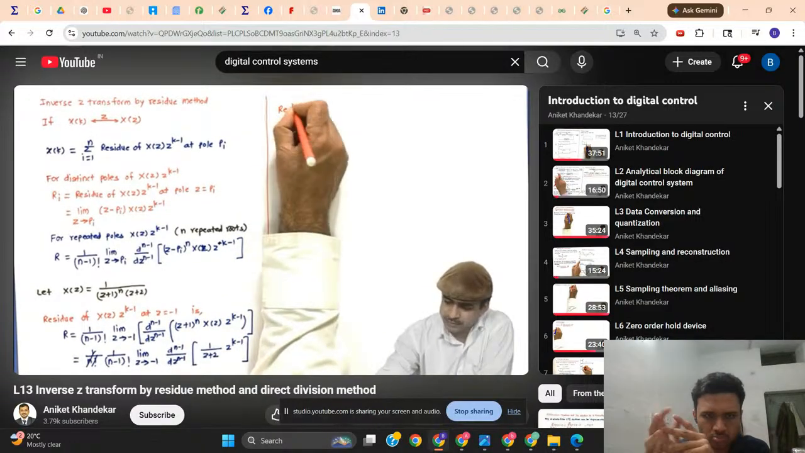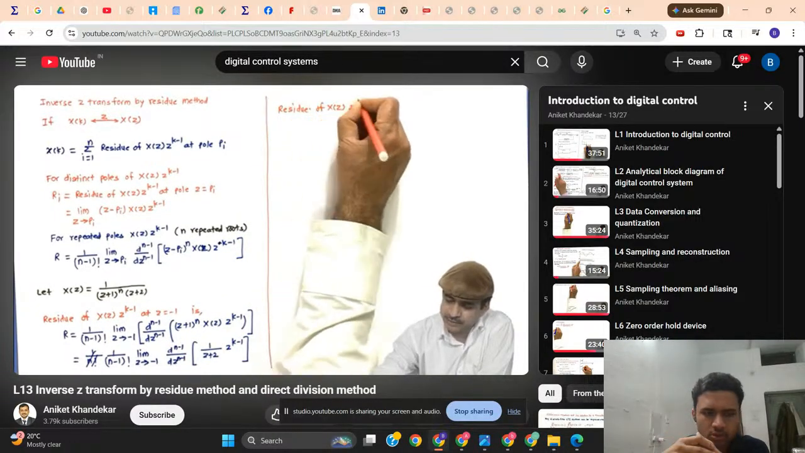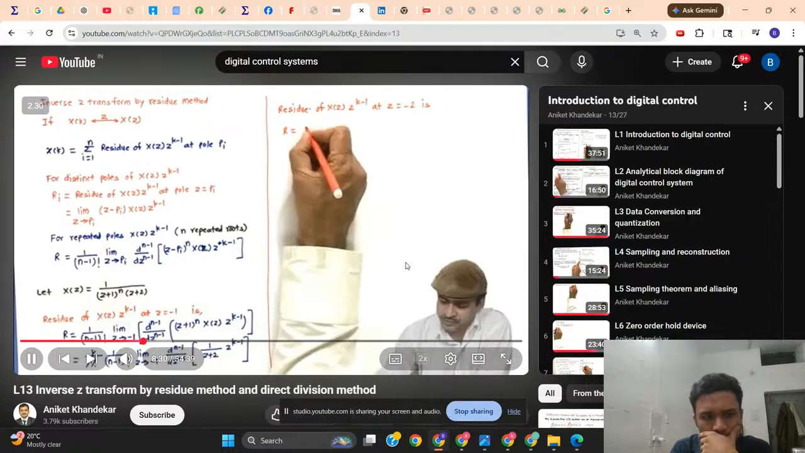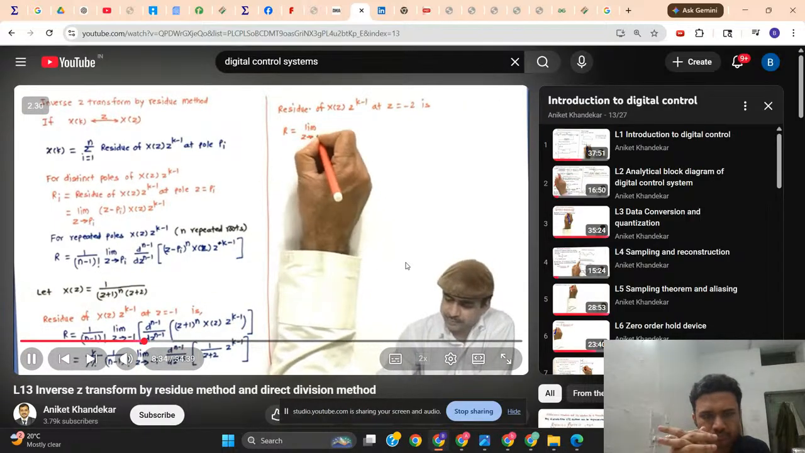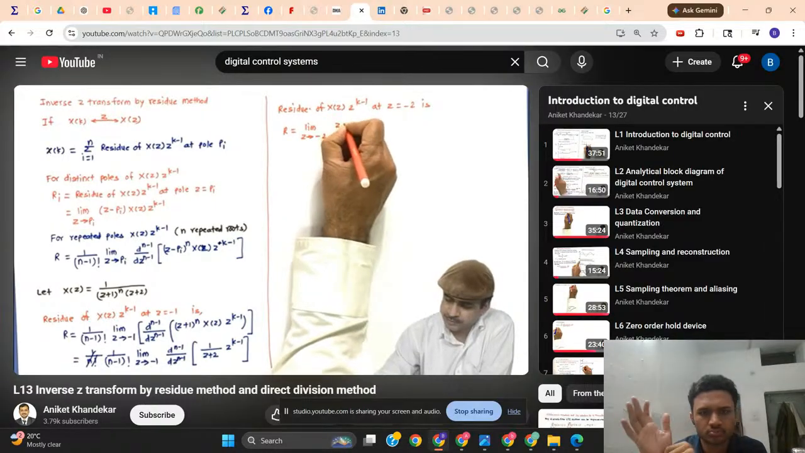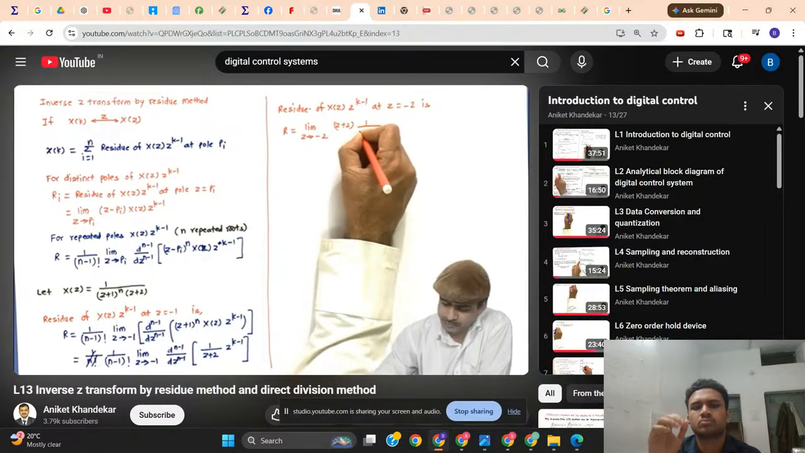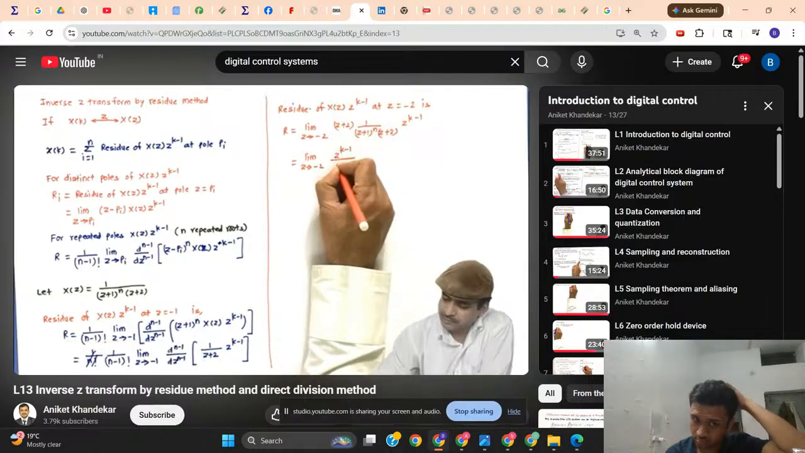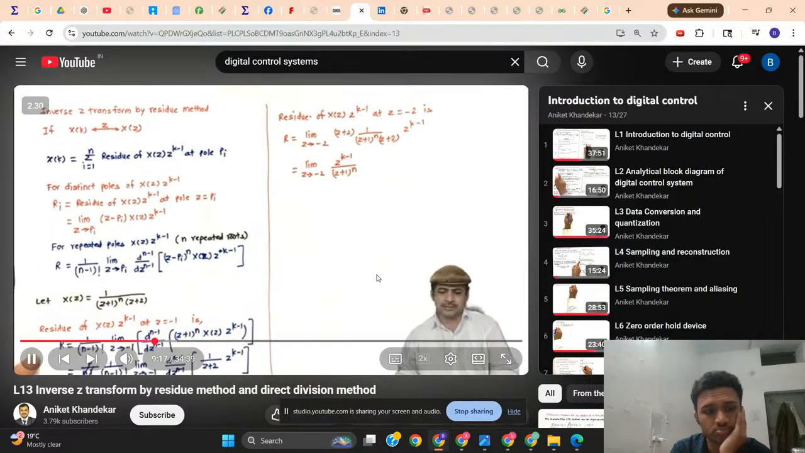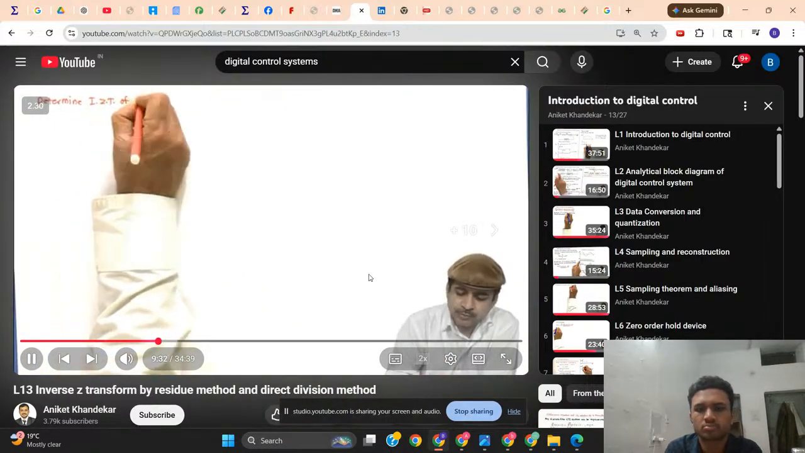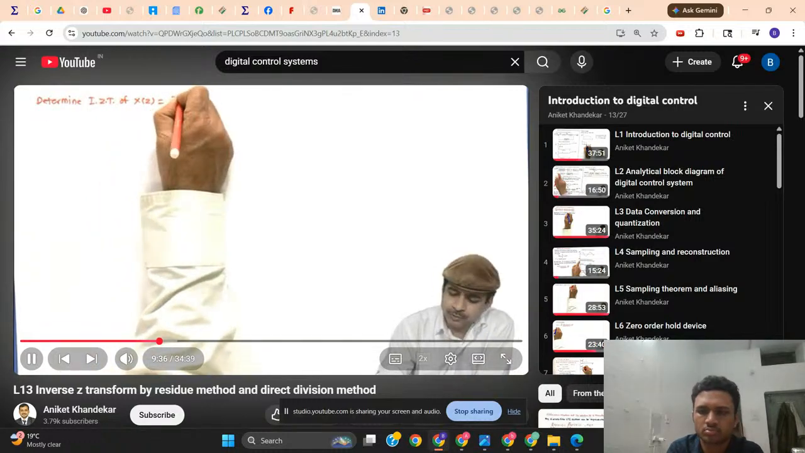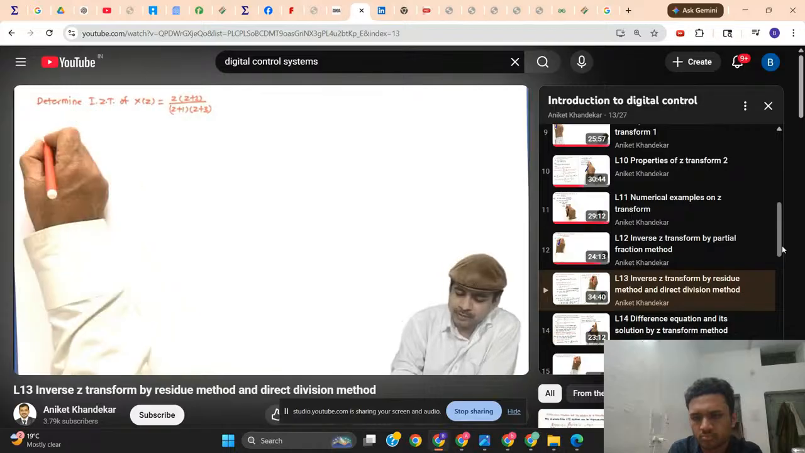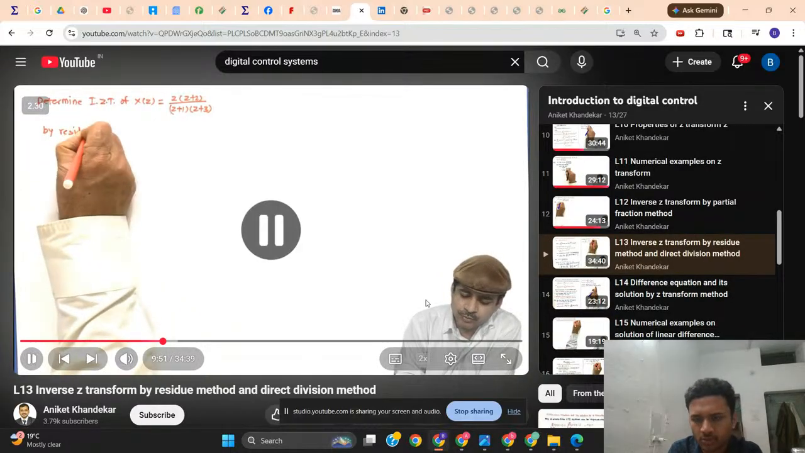in the same example, residue of x of z raised to k minus 1 at z equal to minus 2 is, it is a distinct pole, so we come here. So it will be limit z tends to minus 2, z plus 2 into x of z, which is 1 upon z plus 1. In the limit z tends to minus 2, this z plus 2 gets cancelled. And with this concept, let us solve some examples. We will solve the above examples: inverse z transform of x of z equal to z into z plus 2 upon z plus 1 into z plus 3 by residue.